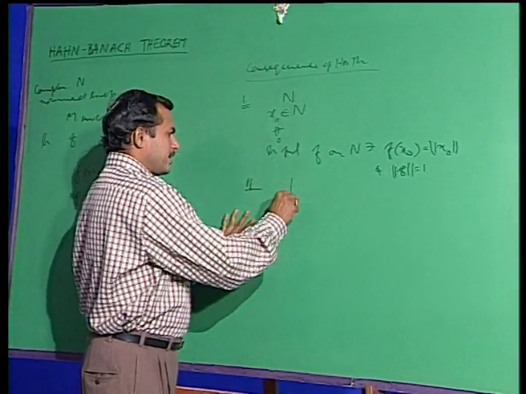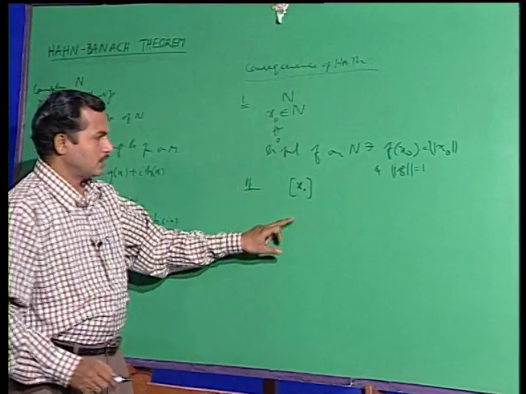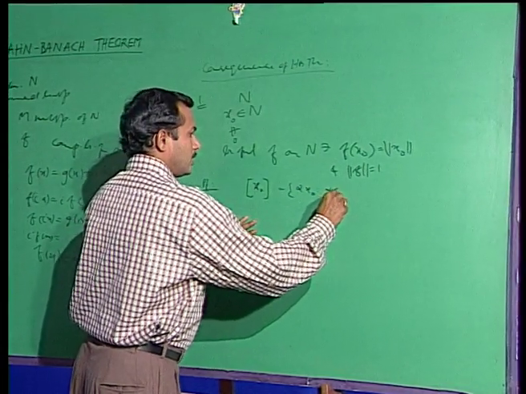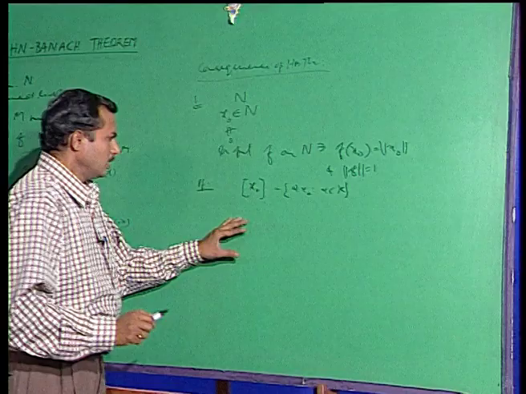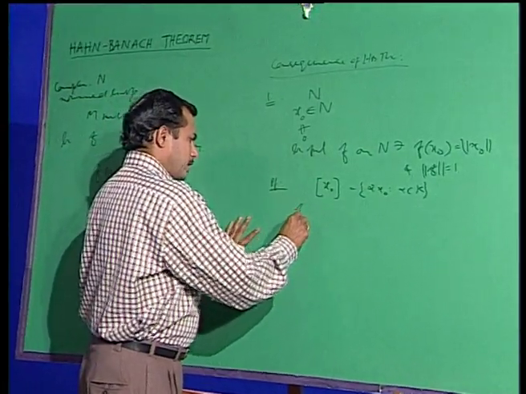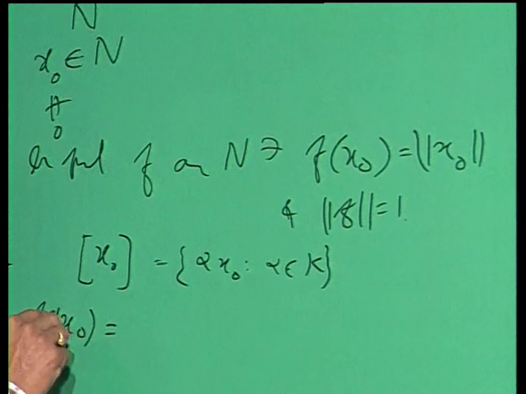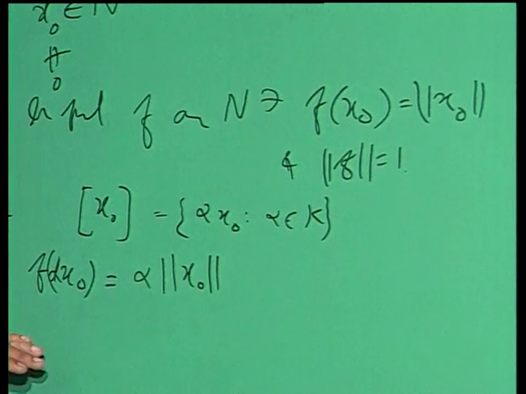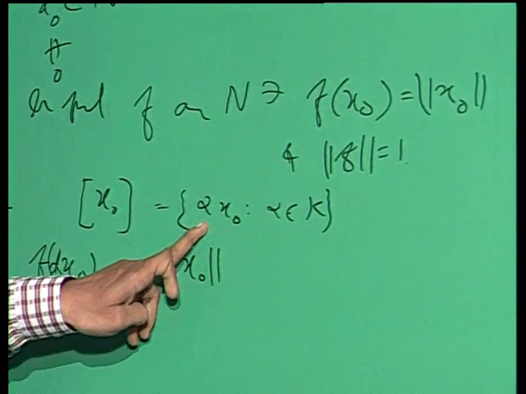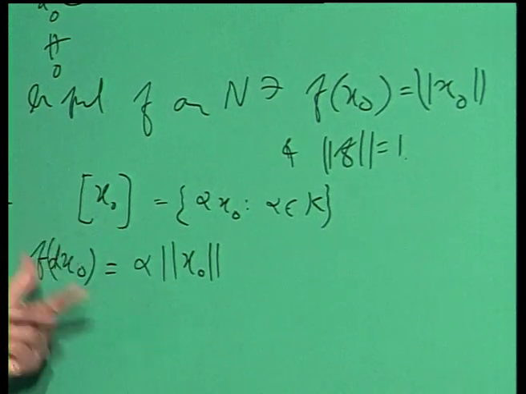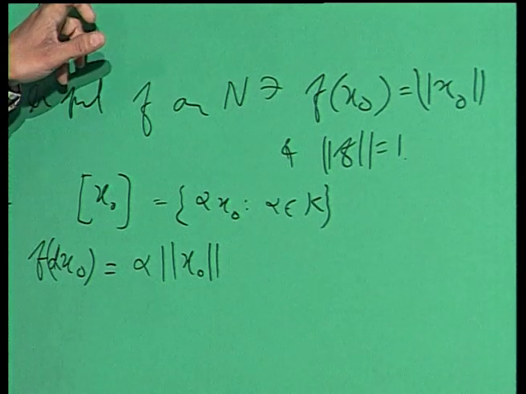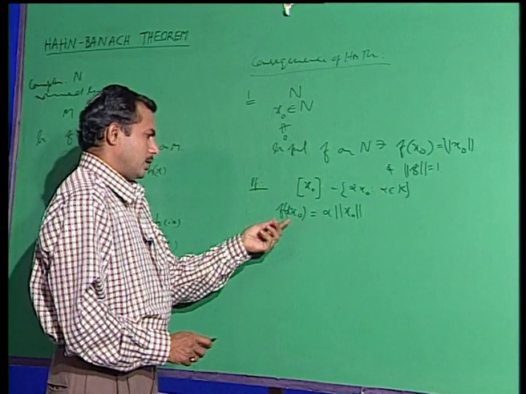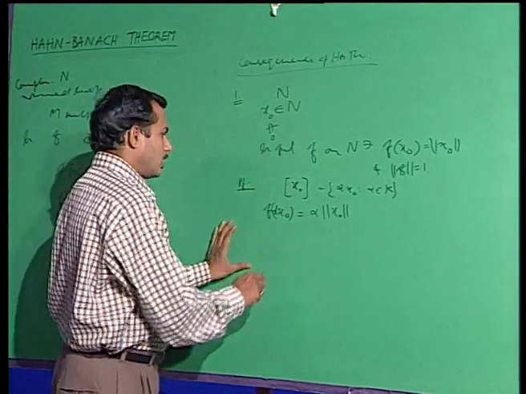We may consider the linear space generated by the non-zero element x naught. So this is the set of all elements alpha x naught such that alpha belongs to the field. Now we define f of alpha x naught to be alpha times the norm of x naught. If we define it like this, we can see that f becomes a linear functional on this linear space, and x naught is coming from N. So this is a linear subspace of N, and we can see that f is linear and its norm is 1.